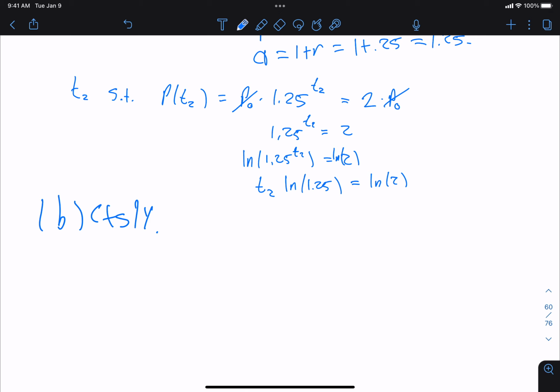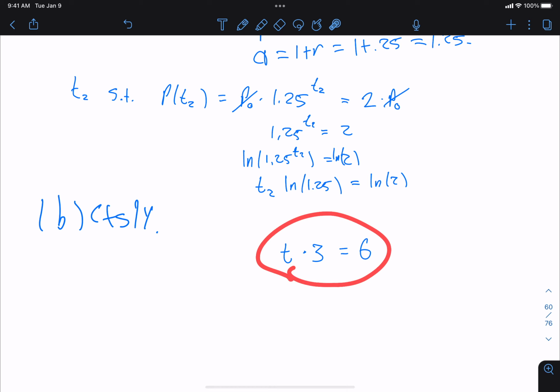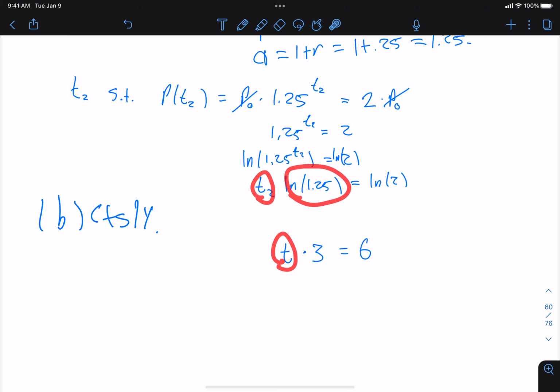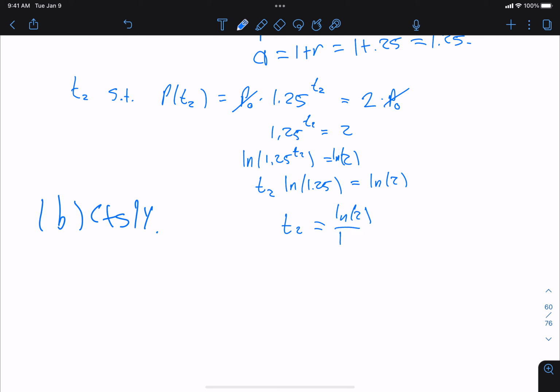No one in this class, I think, would be confused if I gave you the equation T times 3 equals 6. What would you do for this to solve for T? You would divide by 3, right? But what I'm trying to say is that this equation is the exact same form, by which I mean it's the thing we want times a number equals another number. We solve it in the exact same way by dividing both sides by whatever's being multiplied. So you get T2 equals ln 2 over ln of 1.25. Okay?